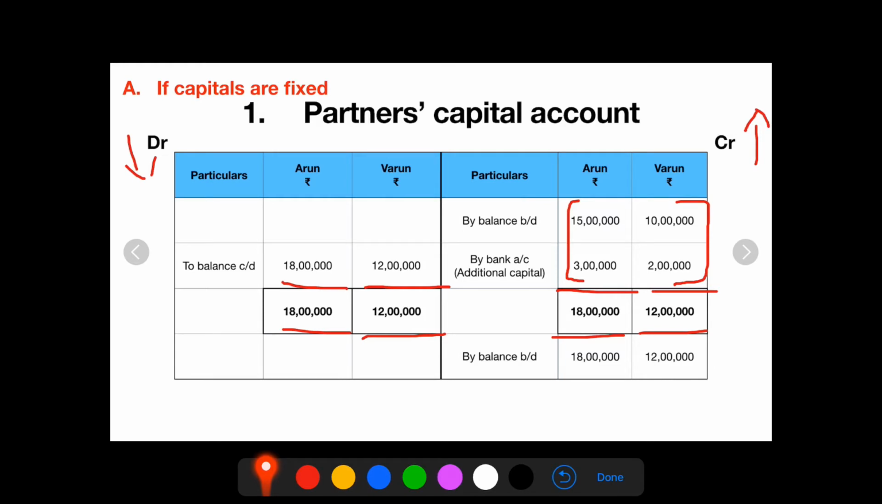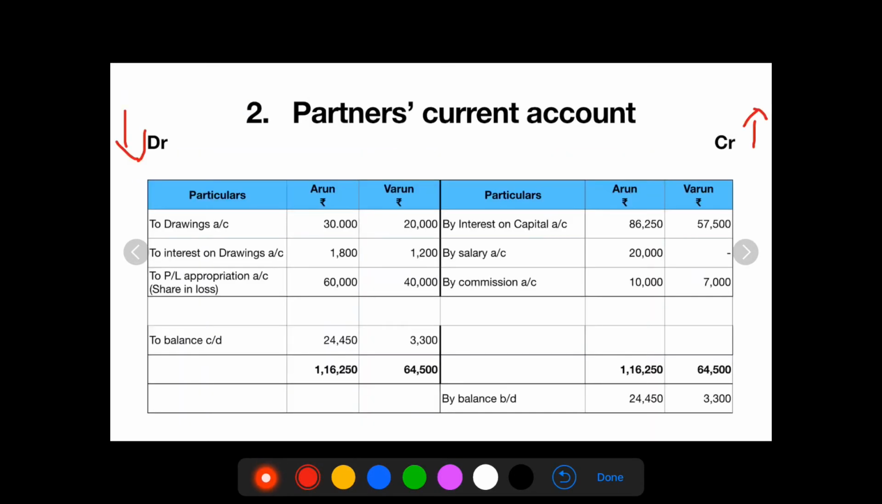Now all other transactions will go to partners current account. So let's take the information. Interest on capital being 5% for both the partners. So interest on capital. So let's look at Arun.